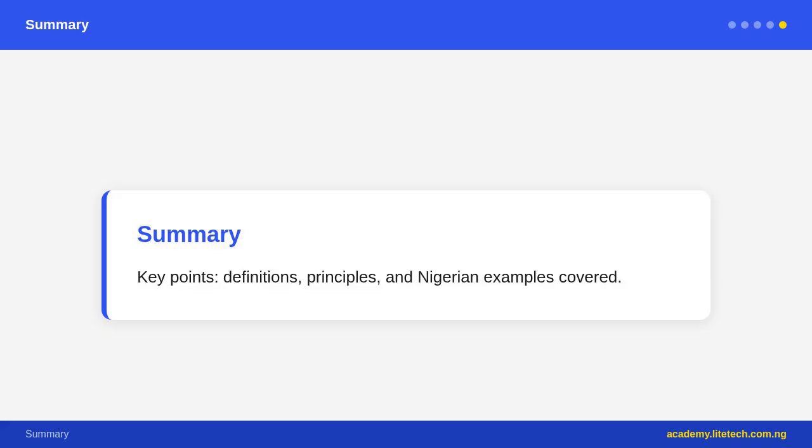Factors affecting investment beyond interest rates include business expectations, existing capacity, capital goods prices, technology, government policy, and credit availability. In Nigeria, high lending rates, infrastructure deficits, and policy uncertainty have historically constrained investment. For WAEC, define MEC, explain the inverse relationship between investment and interest rates, list factors affecting investment, and explain the role of investment in economic growth and development.